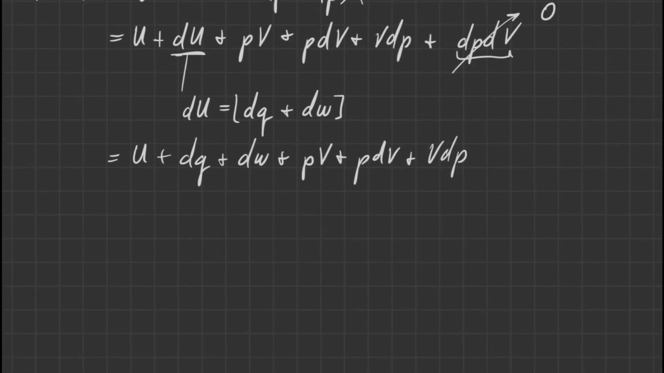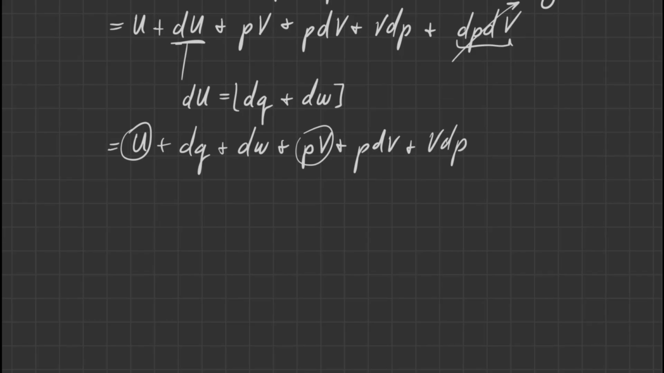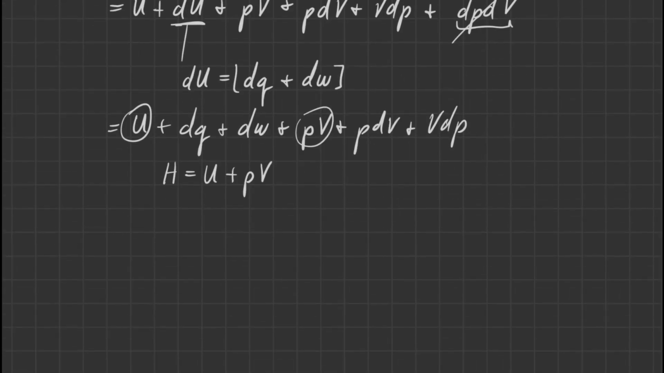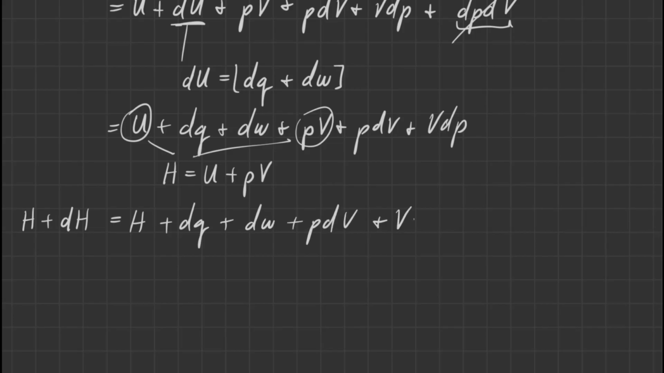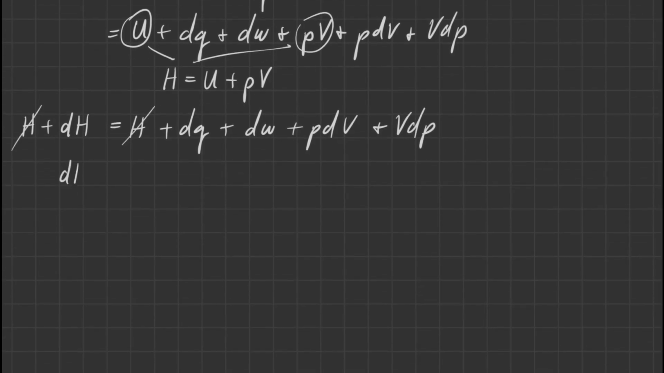If you'll notice here, you'll see that we have U and PV. So what you have to recognize is that enthalpy is equal to U plus PV from our first step, which is just the definition of enthalpy. So we can substitute these two terms with H, where H plus dH is now equal to H plus dq plus dw plus PdV plus VdP. So you can see here that the H terms cancel out, and we're left with dH is equal to dq plus dw plus PdV plus VdP.